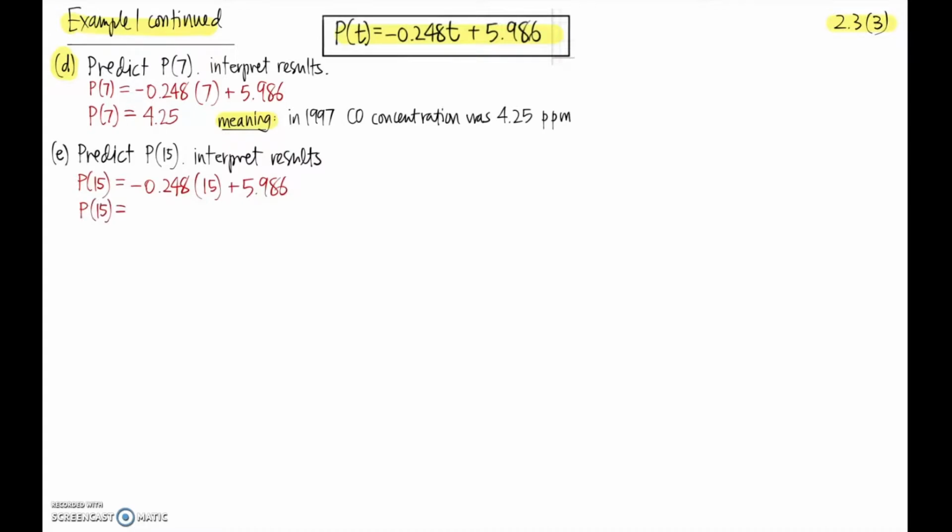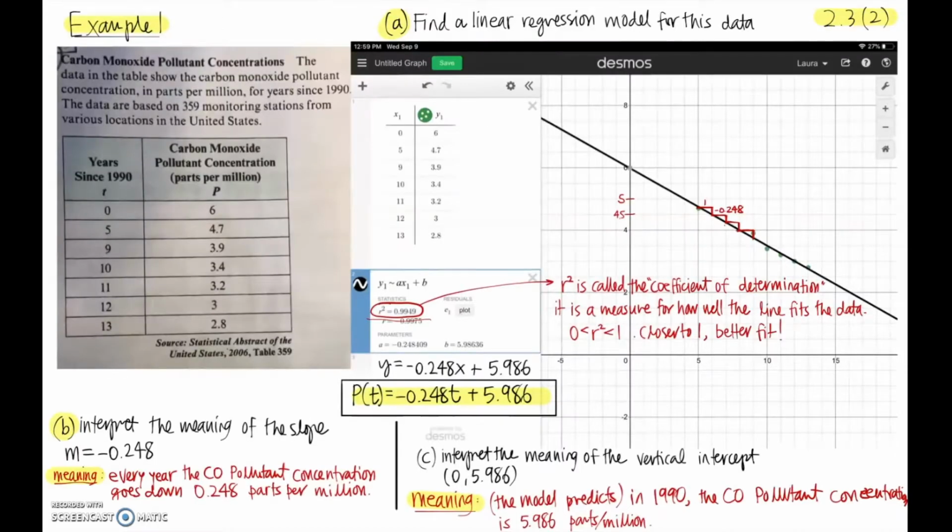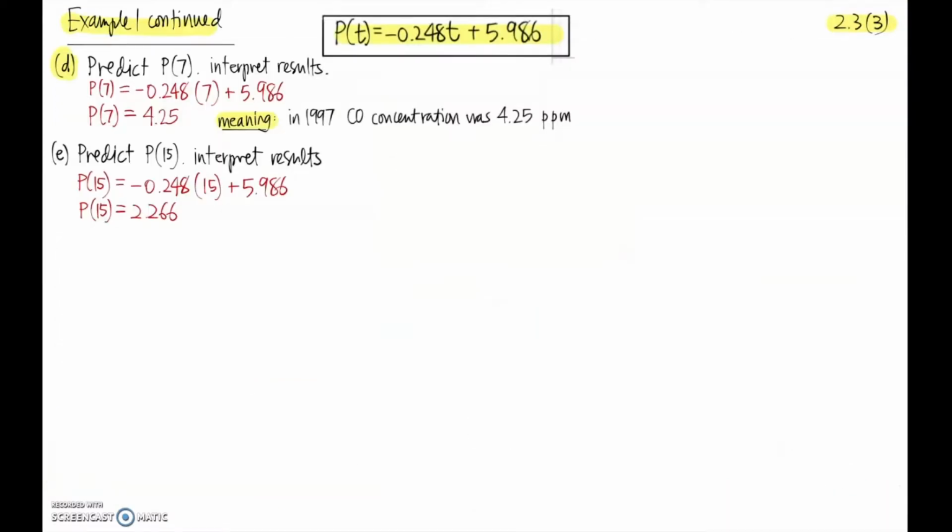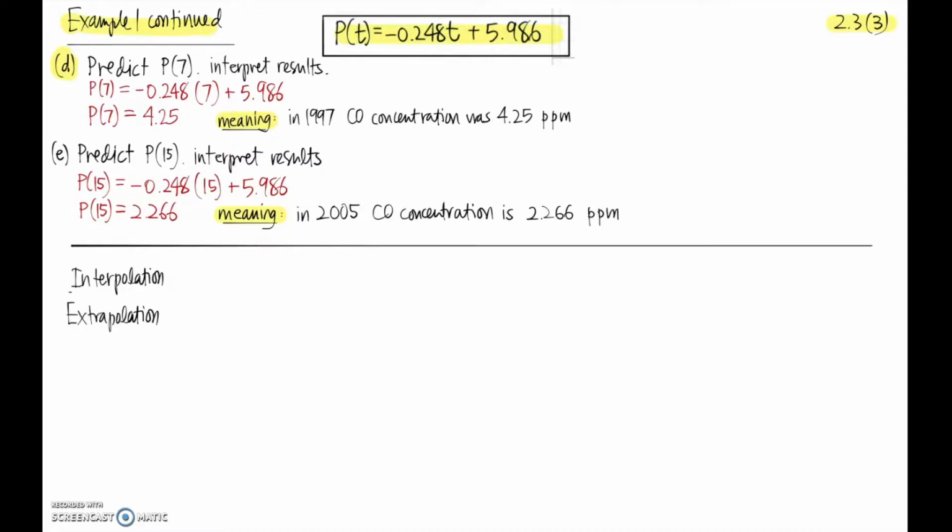And I find out that P of 15 is 2.266. Let's just see if that's reasonable. That seems pretty reasonable because in year 13 it was 2.8 and it was going down. Okay. So, the meaning of this: 15 years after 1990 is the year 2005, the CO concentration the model predicts will be 2.266 parts per million. There are two important words we need to talk about, interpolation and extrapolation.